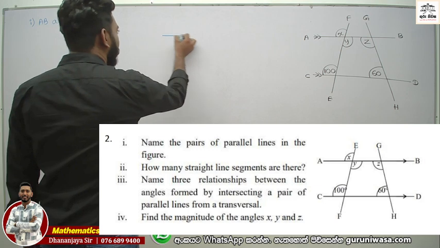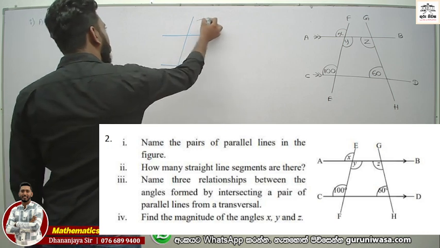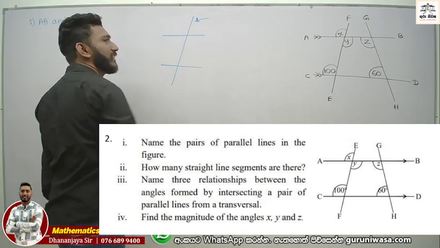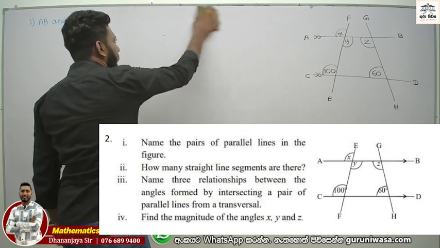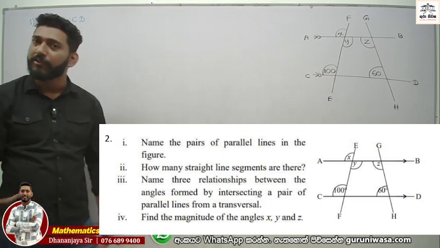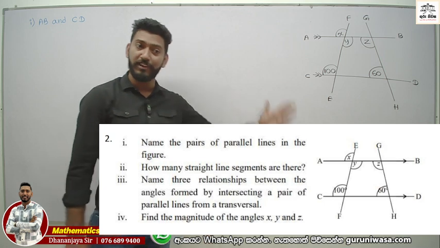And look at this. This one has a very specific name. What is that name? Transversal. Yes, transversal, right? And all of these we call straight lines. It's not the curved ones. Therefore, 4 straight lines.